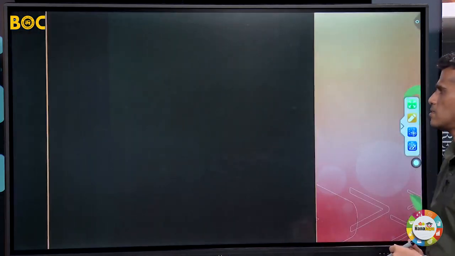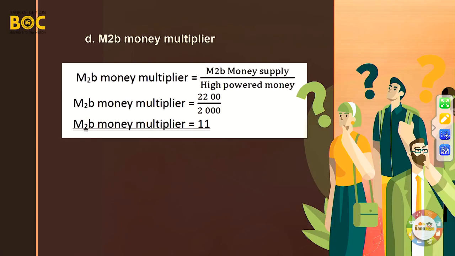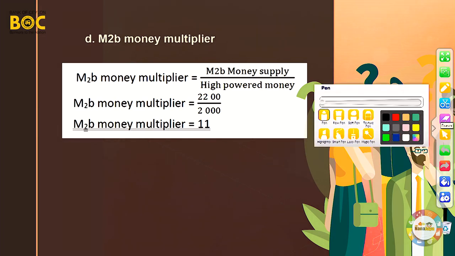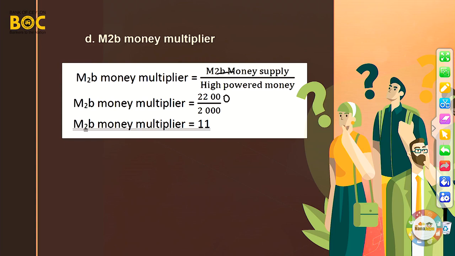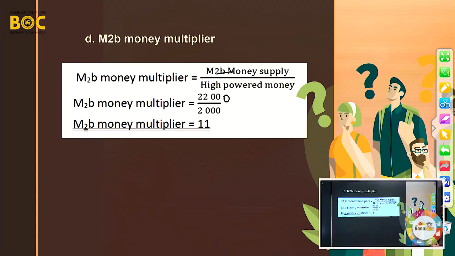The last part of it is to calculate the M2B money multiplier. In the previous section, we calculated the M2B money supply, and it was 22,000. We already calculated the M2B money supply in part C, and it was 22,000.